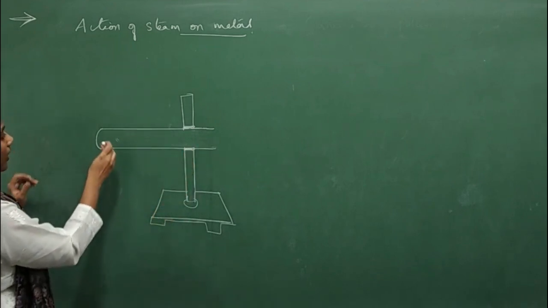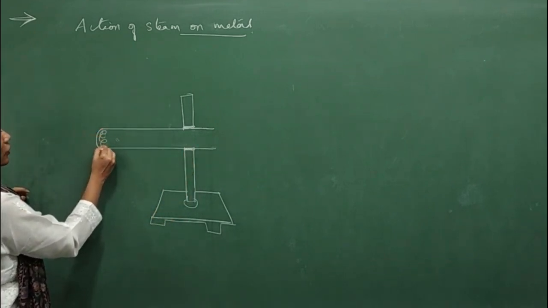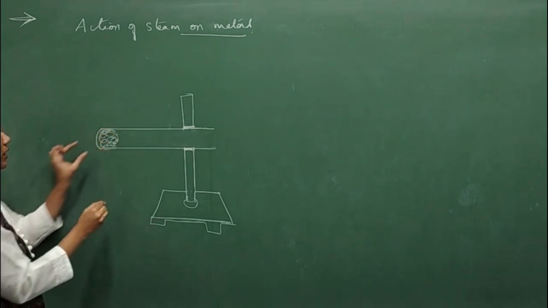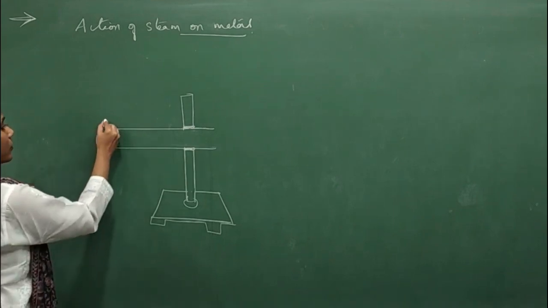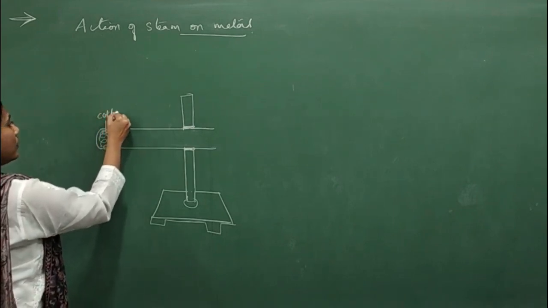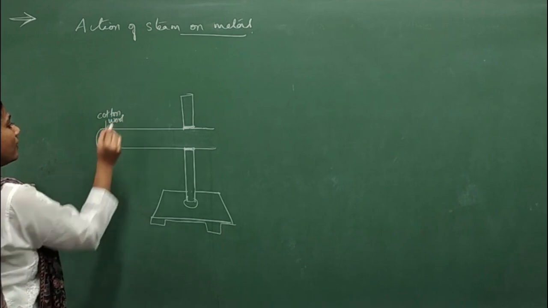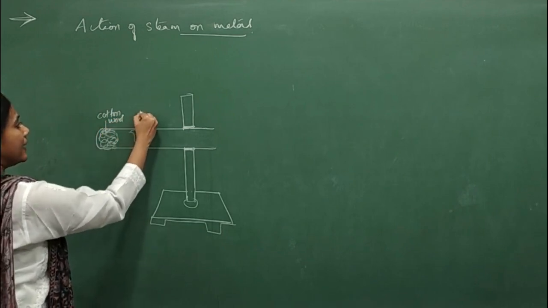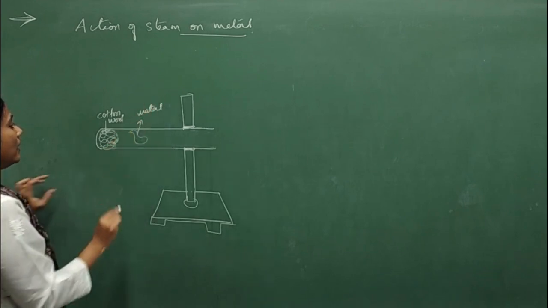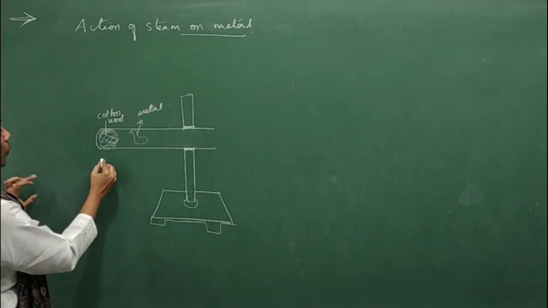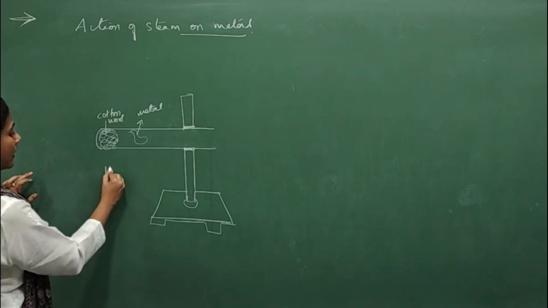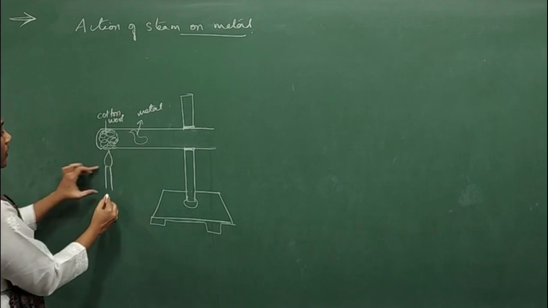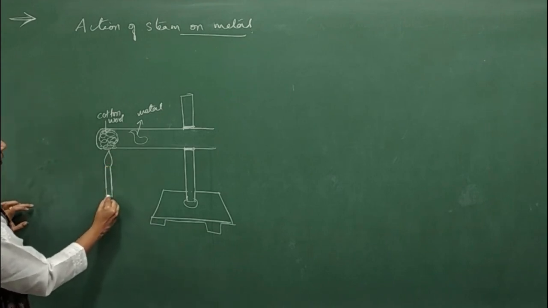Now our test tube has cotton wool soaked in water, and here you have a metal piece. This cotton wool is heated with the help of a flame coming from a Bunsen burner. This is called a Bunsen burner.